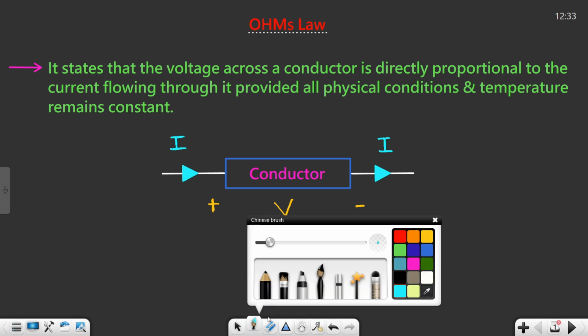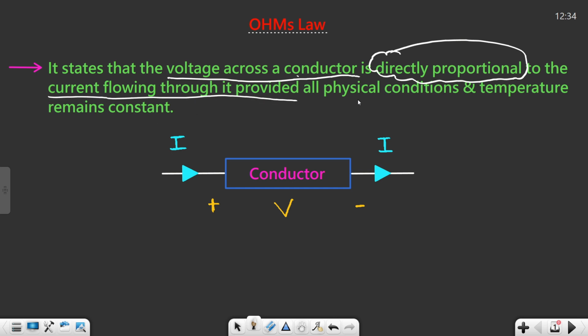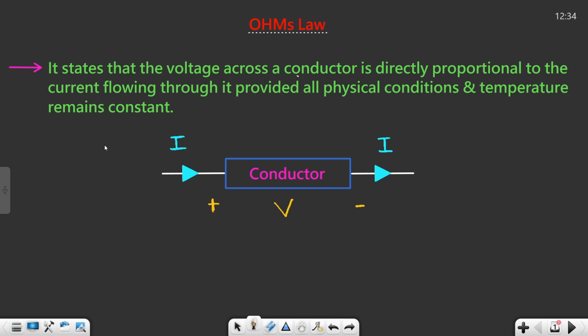It states that the voltage across a conductor is directly proportional to the current flowing through it, provided all the physical conditions and the temperature remain constant. This is very important. So let's say my temperature and other physical conditions are all constant.